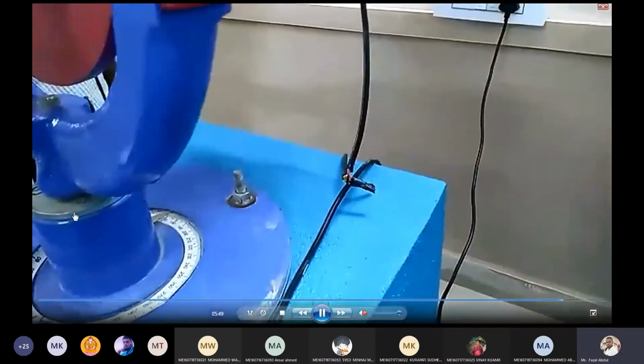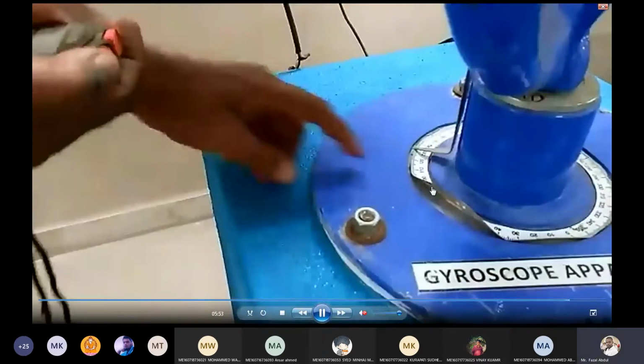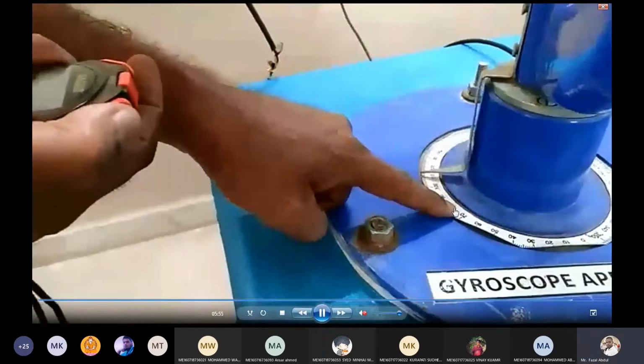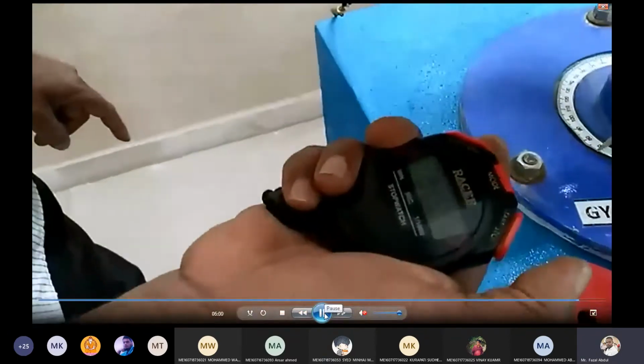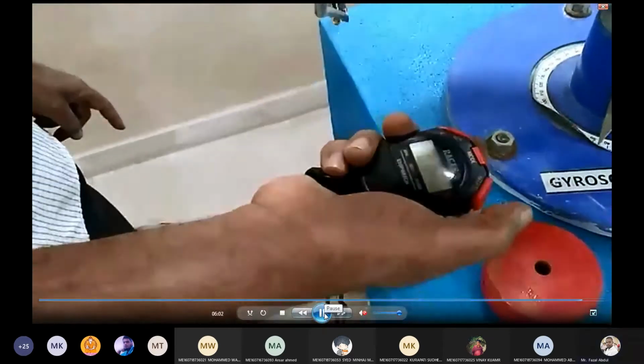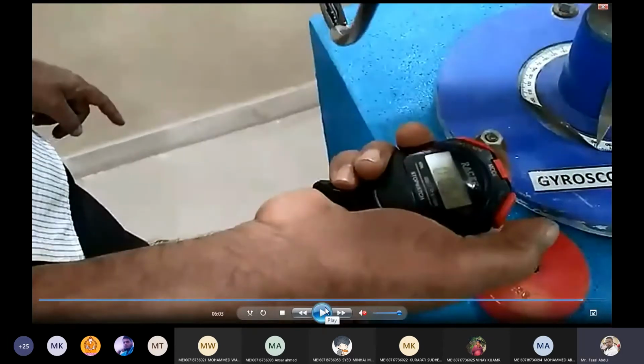Same for 90 degrees, measuring the 90 degrees. How much time is it taking? For 90 degrees, how much time, recording here. So like this, we need to conduct the experiment. For three readings we conducted, because we have only three sets of load: 1 kg, 1.5 kg, 2 kg. If we have 2.5 kg, again we need to conduct like that.